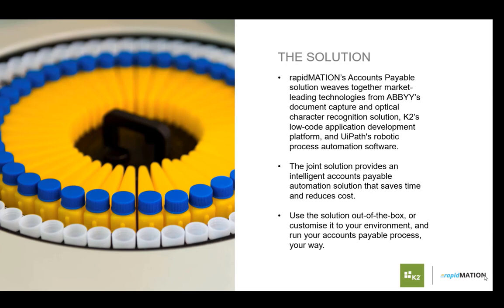So the solution that we've put together involves three of the technologies that I spoke about. Firstly, the ABI system, which gives us the document capture and optical character recognition part of the solution. Secondly, we use K2's low-code application development platform that allows us to create digital forms and loop humans into this workflow process. And finally, we bring in UiPath and the robotic process automation platform to do some of these mundane, repetitive tasks that we don't want to do.